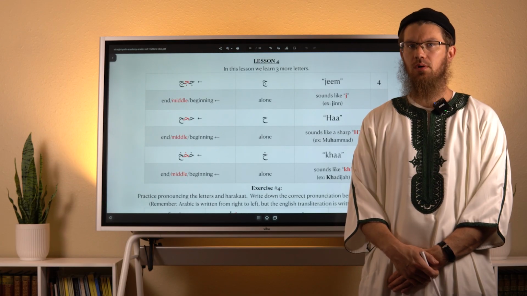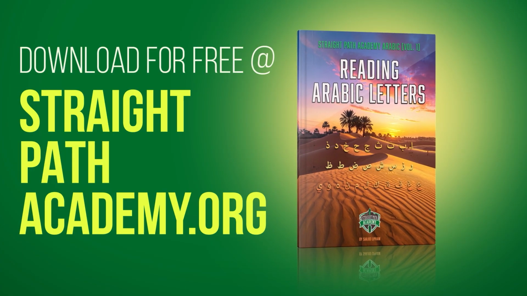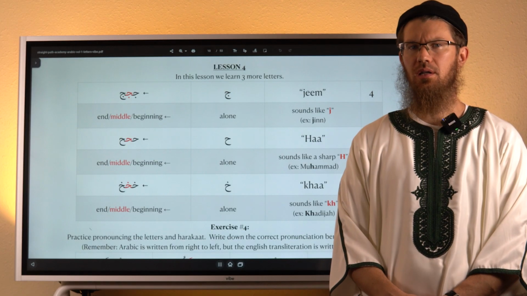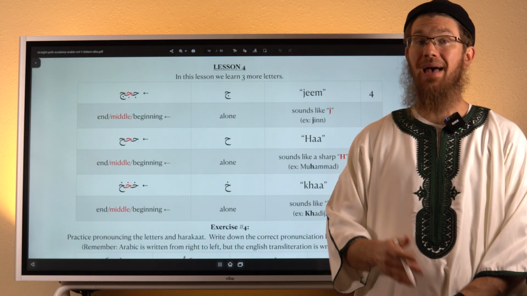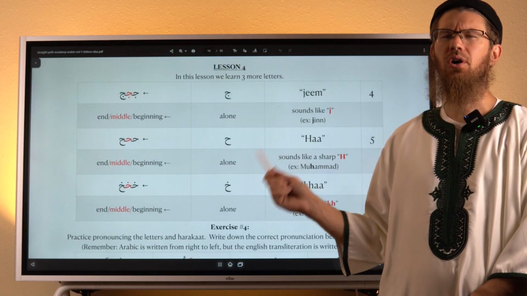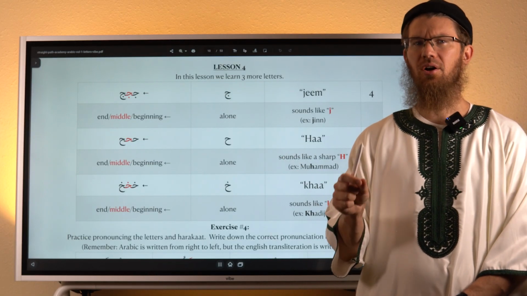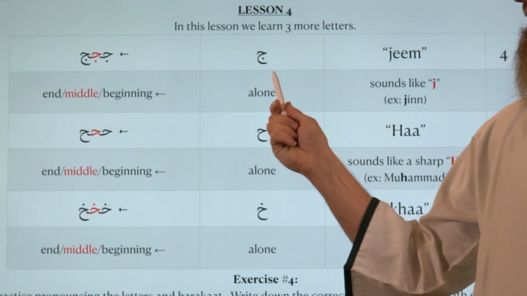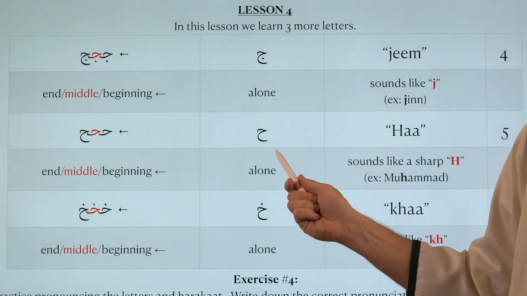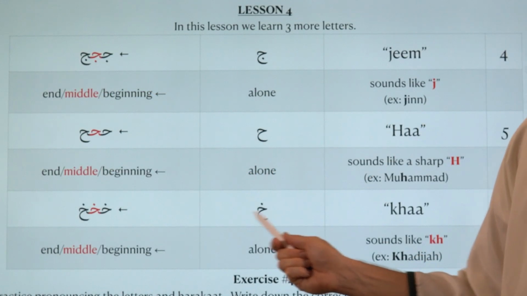And welcome to lesson 4 of Straight Path Academy Arabic, volume 1, reading Arabic letters. Inshallah, in this lesson, we will learn 3 new letters. And similar to the ba, ta, and tha, these 3 letters all share the same shape, but are differentiated according to the dots. So as we can see, one letter has a dot beneath, one letter has no dot, and one letter has a dot above.